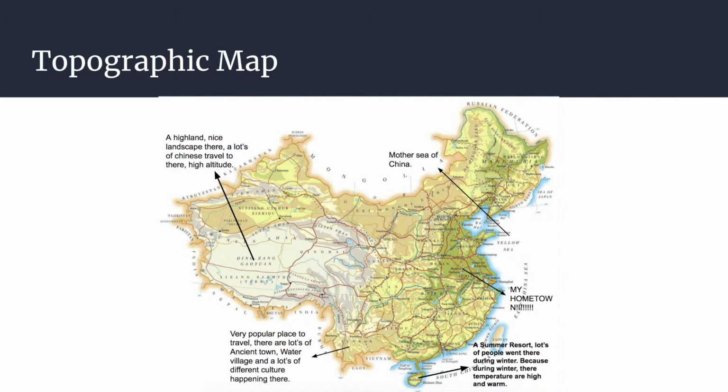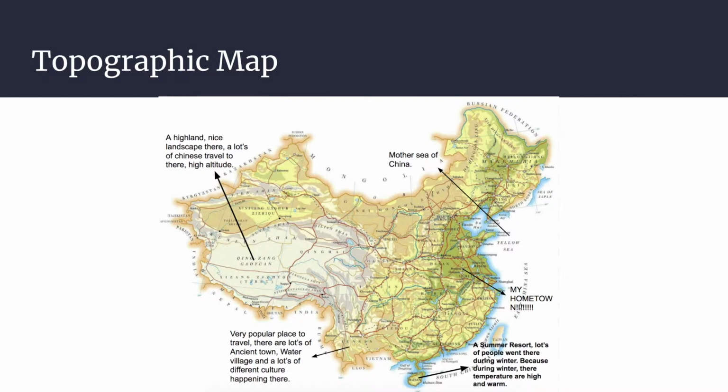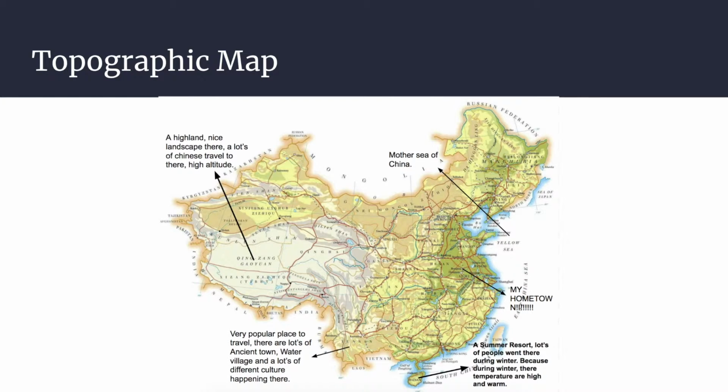A popular place to travel. Yunnan, here, a place that has many cultures. Very beautiful landscape, an ancient town, and a water village are there. Hainan, here, a place that people go to during winter. Because during the winter, Hainan's temperature is very high, so it's warm. It's the best winter resort for the rest of the Chinese people in the other cities.